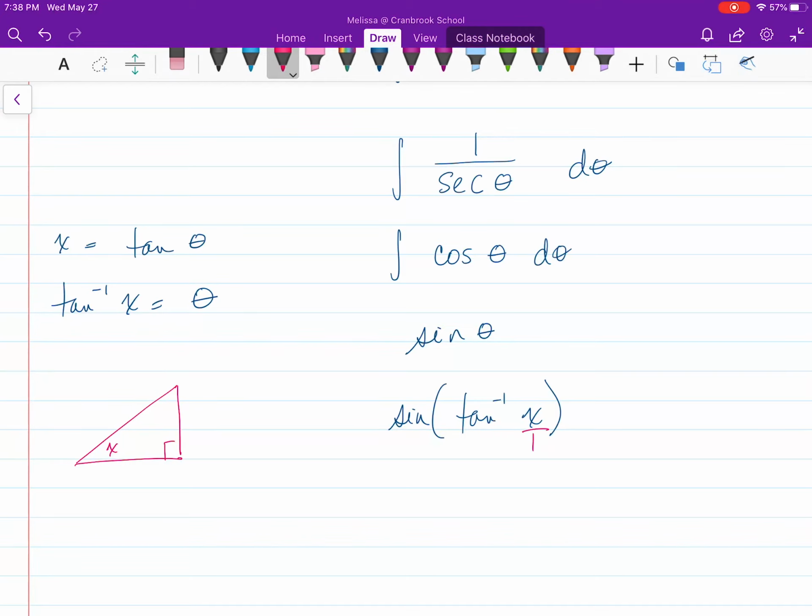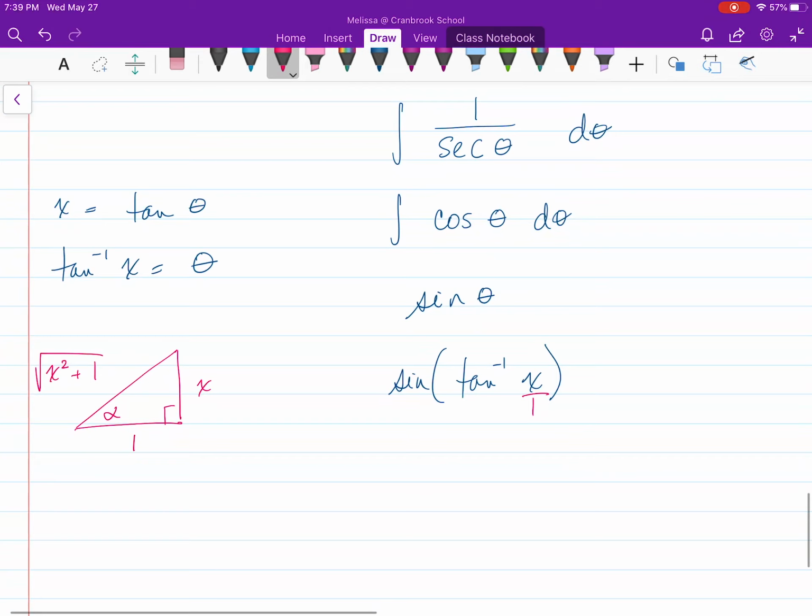Where if I call this my x, the opposite, I don't want to call that x. That's confusing. Let's call it alpha. Not to call it theta and confuse it, but my opposite side of that is x. My adjacent side of that angle is 1. So by the Pythagorean theorem, x squared plus 1 squared, the square root of that is my hypotenuse.